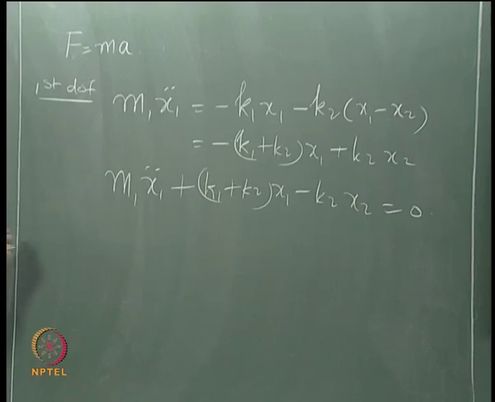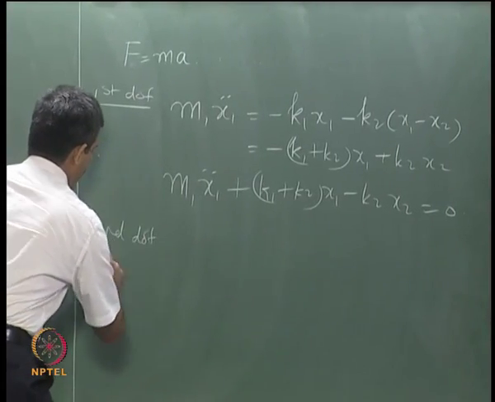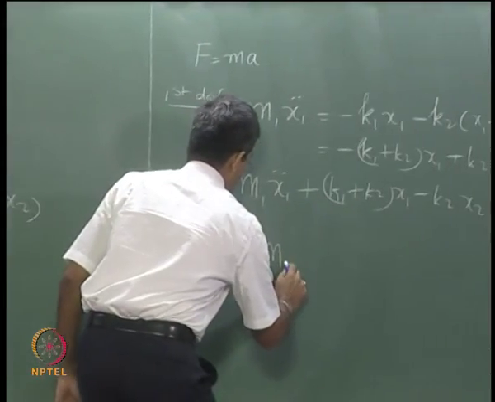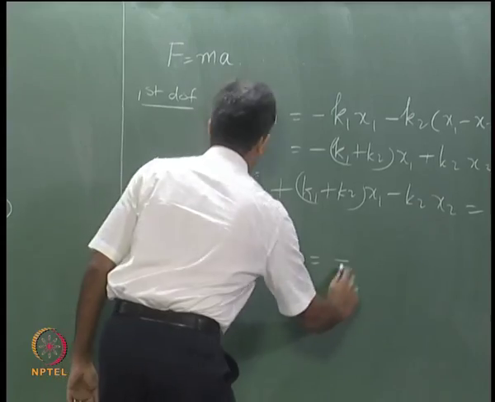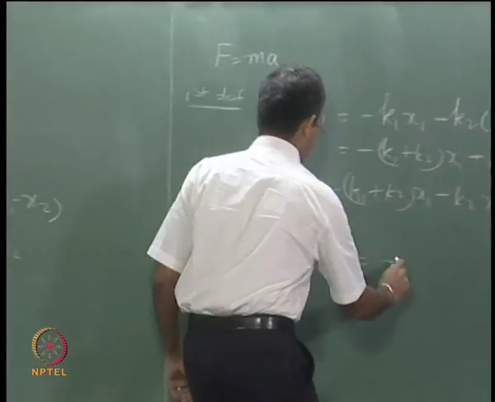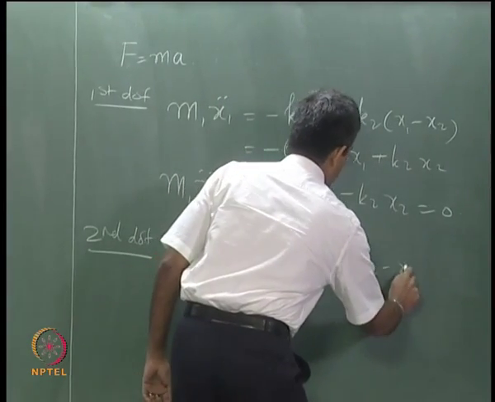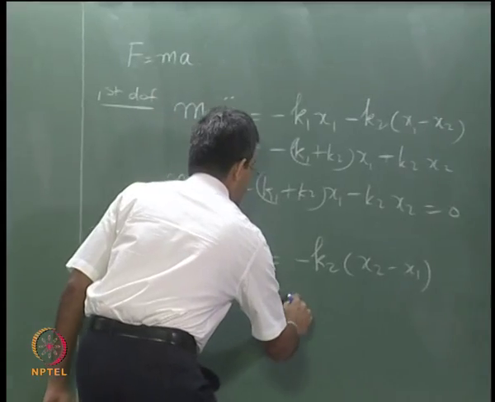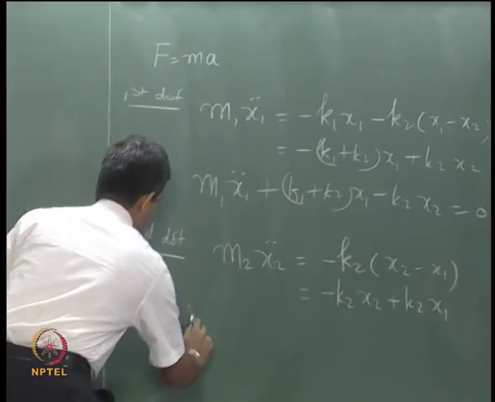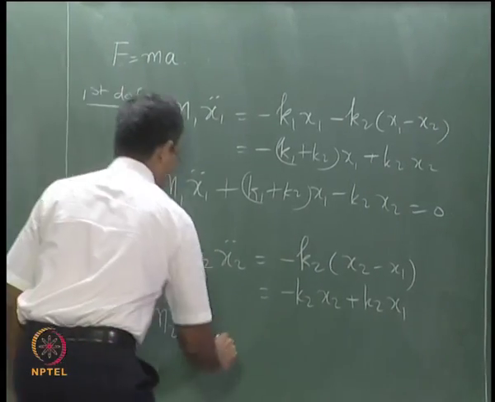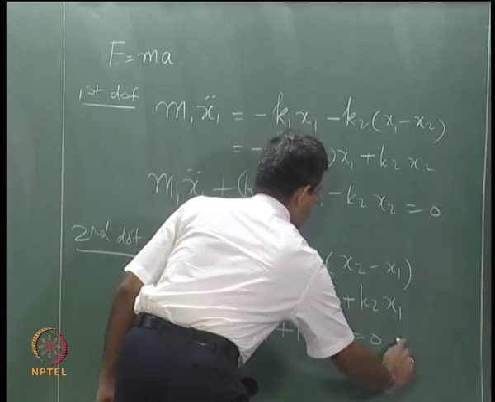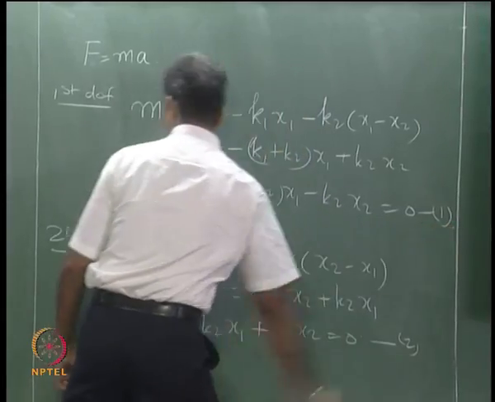Look at the second degree. The mass is moving towards right. So again force is mass into acceleration. So m2 x2 double dot, and this is restoring to the opposite direction. So minus K2 of x2 minus x1. So I can say this is minus K2 x2 plus K2 x1. So m2 x2 double dot minus K2 x1 plus K2 x2 is 0. This is my second equation.